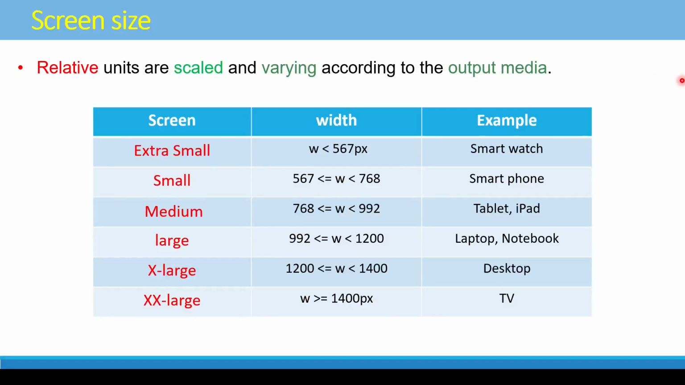The screen sizes are divided into the following ranges. The extra small one, its width is less than 576 pixel, like a smartwatch. The small one, the width is between 576 and 768, like a smartphone, medium screen like a tablet, large screen like a laptop, extra large like a desktop, and double extra large like the TV.